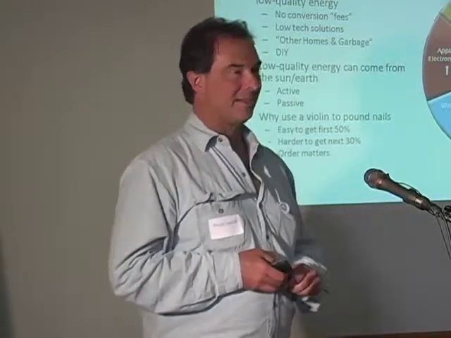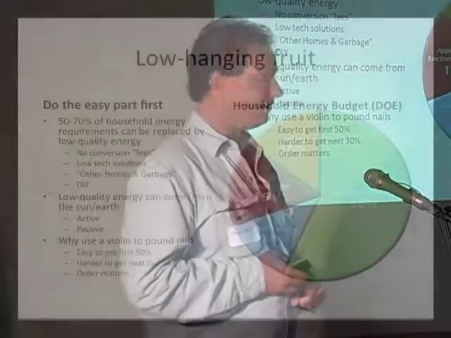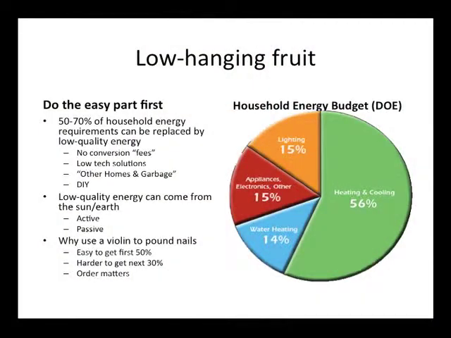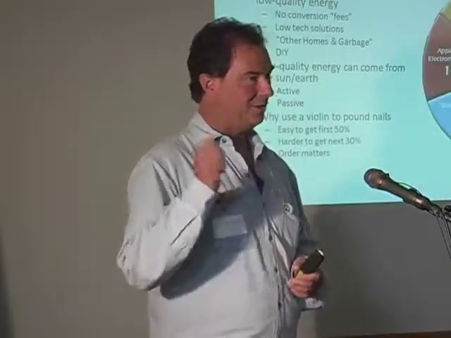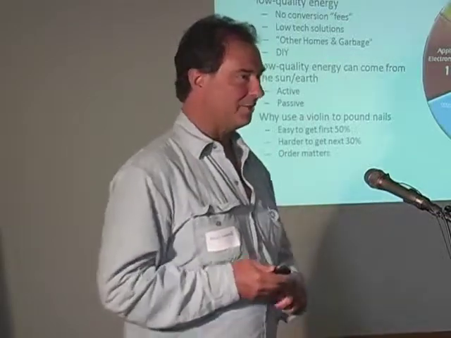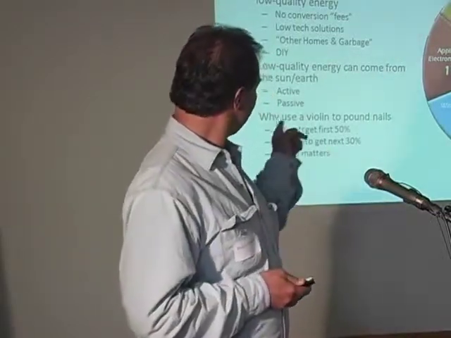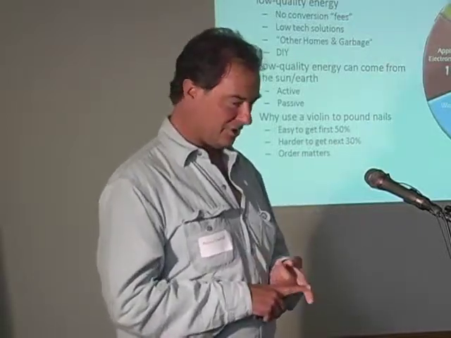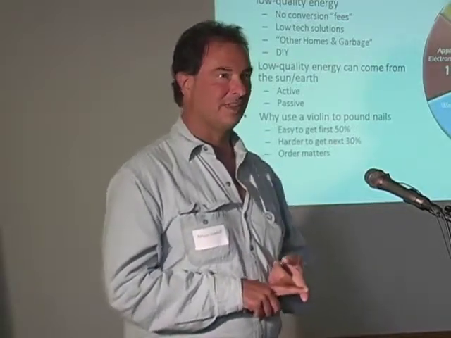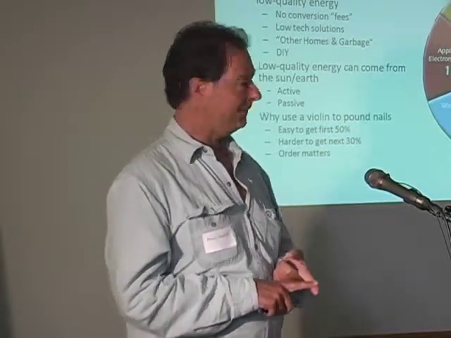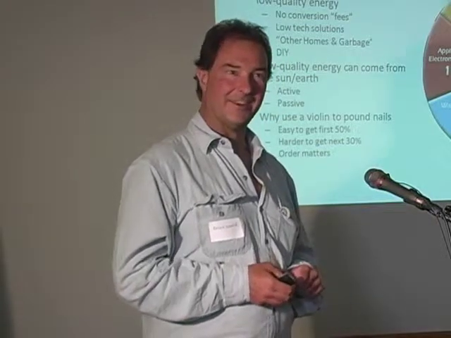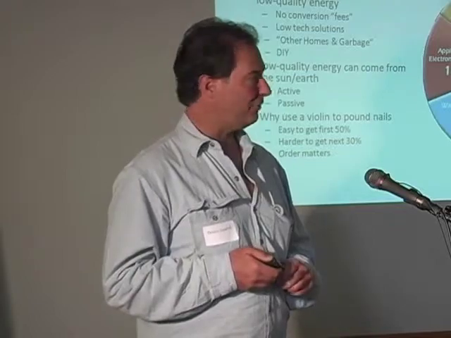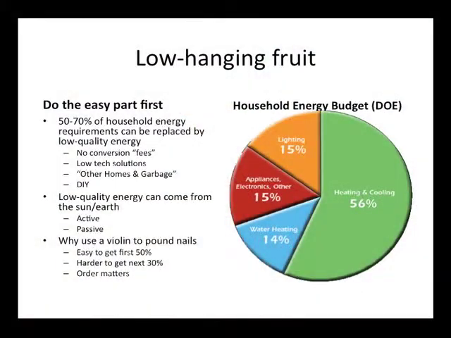And my metaphor for using electricity generated with fossil fuels to do things like this is using a violin to pound nails. It's a very expensive, very high level, high quality thing, a violin, and you wouldn't use it to pound nails. You would use something blunter and simpler. So it's easy to get the first 50%. I think I didn't mention anywhere here that the Kyoto protocols say to reduce carbon emissions by 80% by 2050. Well, it's pretty easy to get the first 50%. I think that we're so profligate in our energy usage that it would be relatively affordable to make that level of change. It will be harder to get the next 30%. That's going to require more technology. But order matters.